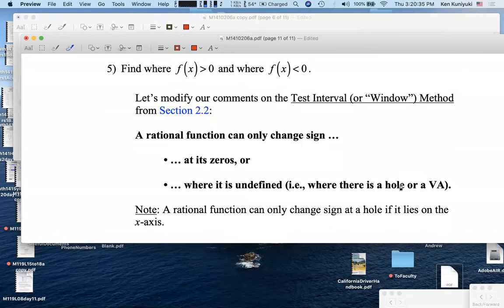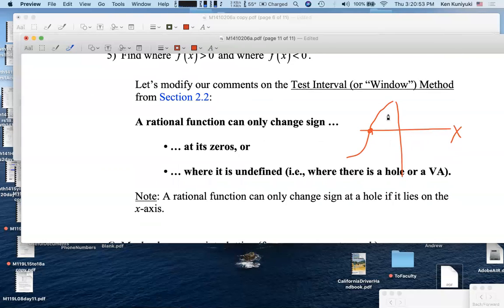Where can a rational function change signs? Where can you go from being above the x-axis to being below, or vice versa? Well, like with polynomials, it could be at an x-intercept or at a real 0. Okay. But now with rational graphs, you may also have an issue with a VA or with a hole that might happen to be on the x-axis. By the way, a hole on the x-axis does not count as an x-intercept.